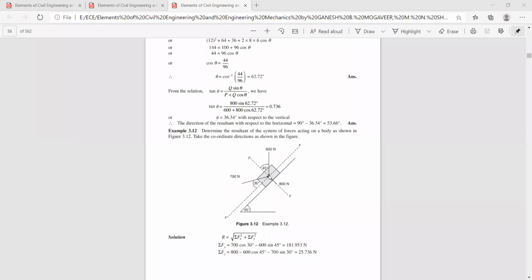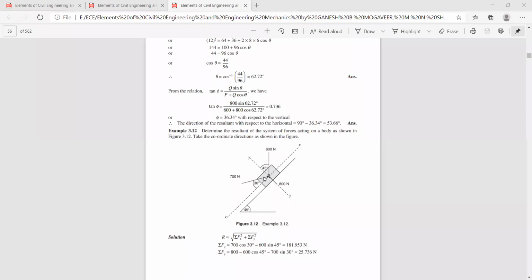If I select the x-axis like this and the y-axis like this, obviously this angle will be 45, because this is 45 and this is 90. Here, this is the x-axis parallel to the inclined plane and this is the y-axis perpendicular to the inclined plane, so this angle is obviously 90 degrees. This angle is also 90 degrees, and this angle is 45 degrees and this angle is also 45 degrees.